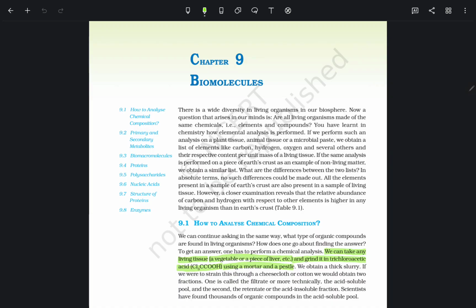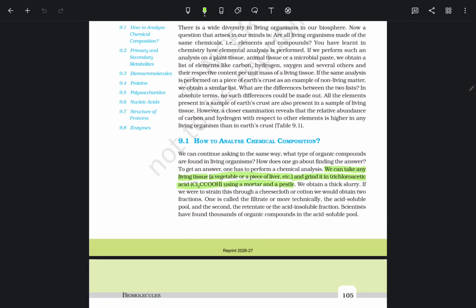So there is a wide diversity in living organisms in our biosphere. What are the differences between the two lists? In absolute terms, no such differences could be made out. All the elements present in a sample of earth crust are also present in a sample of living tissue. However, a closer examination reveals that the relative abundance of carbon and hydrogen with respect to other elements is high.